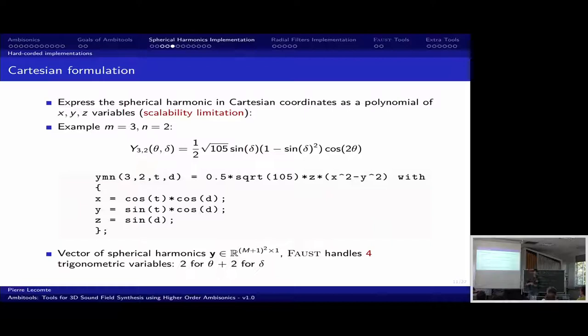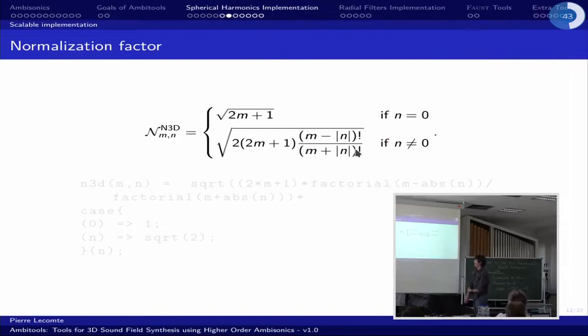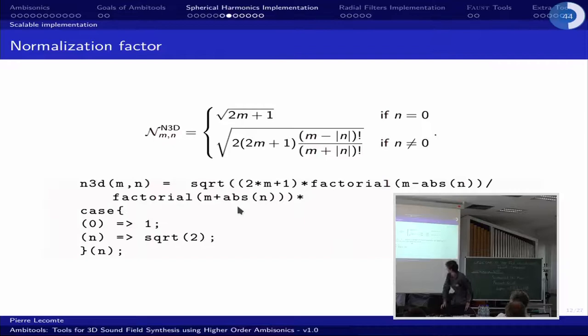So finally, I took another approach, more scalable, which is the current one. Let's start with the first term, the normalization factor. This one is not too hard to handle. It's just the square root of this function, and depending on whether n equals 0 or is different, you have this norm. But this now involves a factorial operator, so I need to code the factorial function.